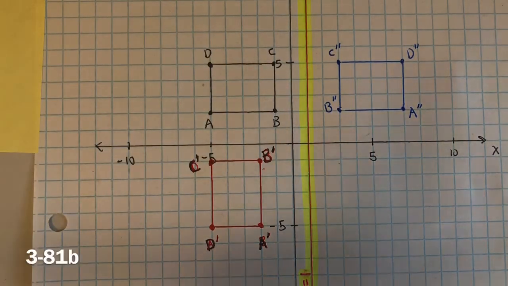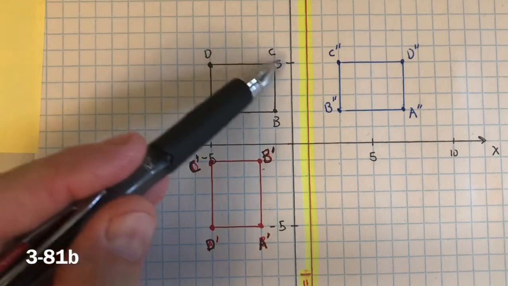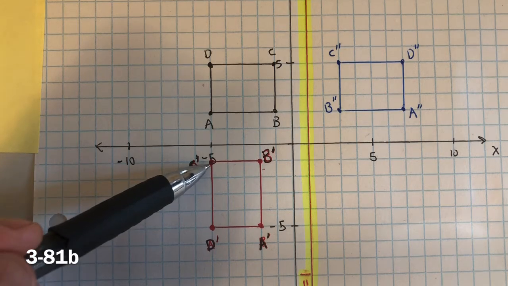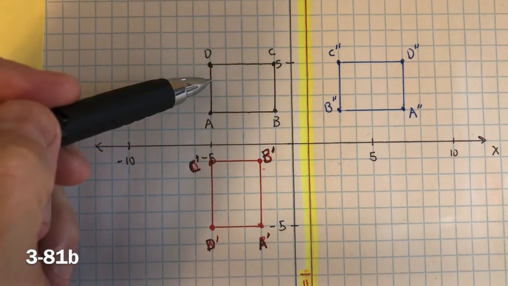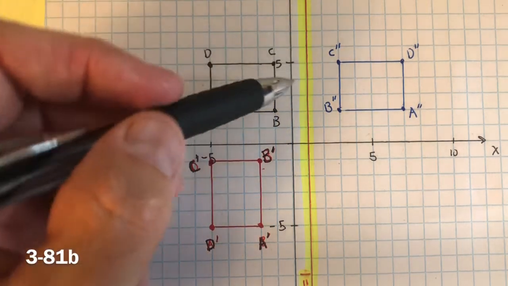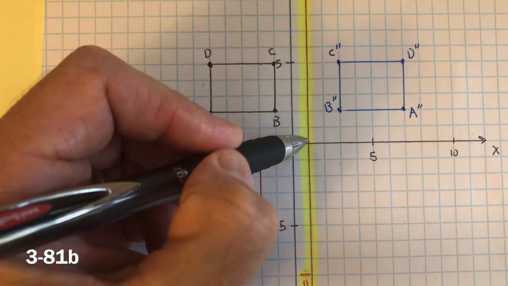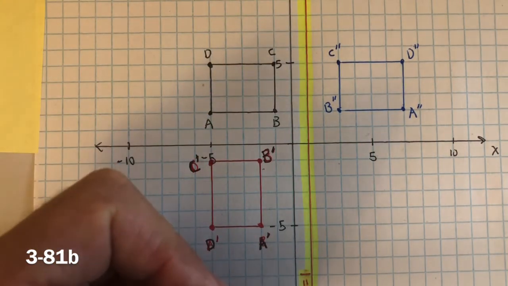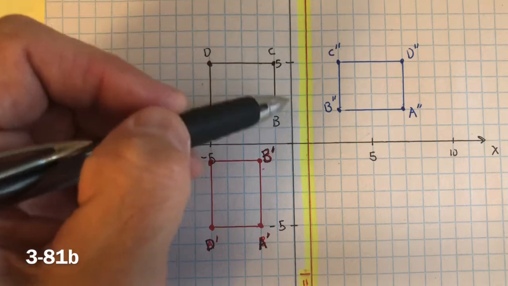For part B, we're going to reflect rectangle ABCD. So we're going back to our original pre-image. So we're not going to reflect ABCD prime. We're going back to our pre-image. And we're going to reflect this across the vertical line x equals 1. So here's the origin, and I go on the x-axis to +1. Well, here's +1 on the x-axis, so here is my line of reflection of x equals 1. So this is the line of reflection, not the y-axis.